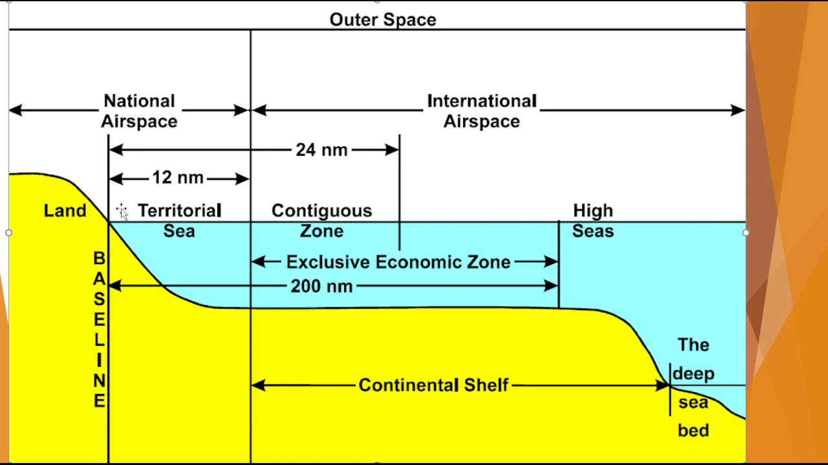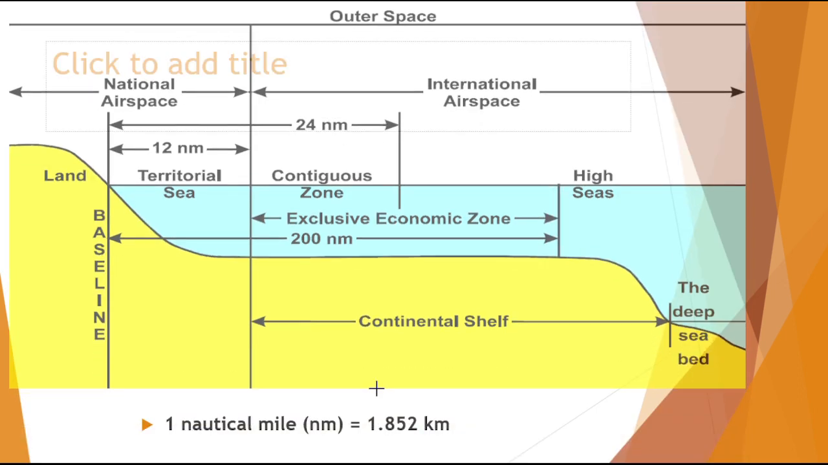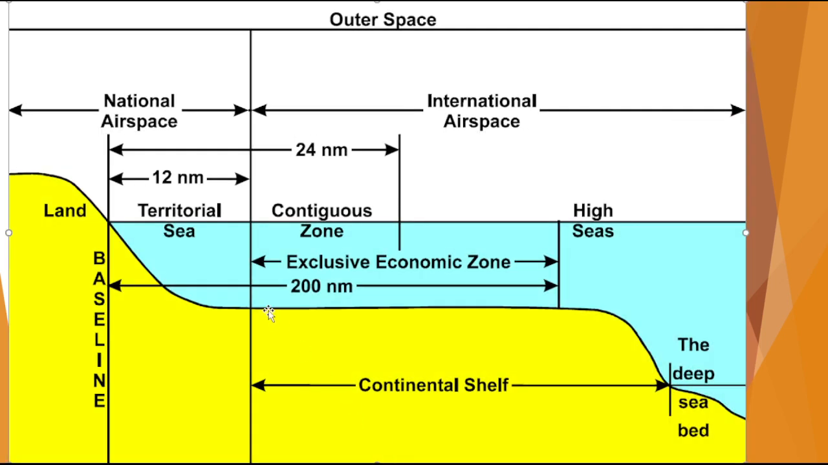So from this land itself, we will calculate the baseline, where the sea makes landfall. That point is the baseline. From there, 12 nautical miles, NM is nautical miles. 1 nautical mile is equal to 1.852 kilometers, right? So from the baseline, 12 nautical miles towards the seaward side would be the territorial sea.